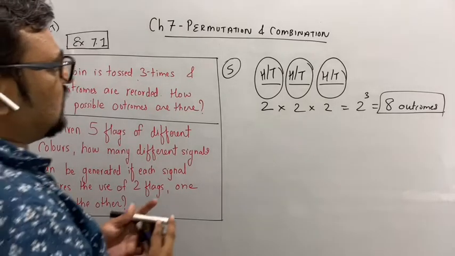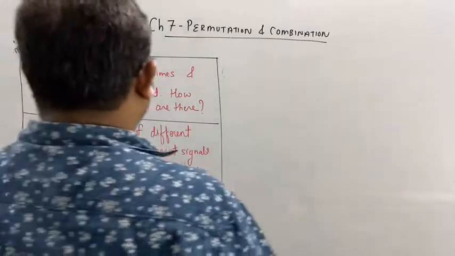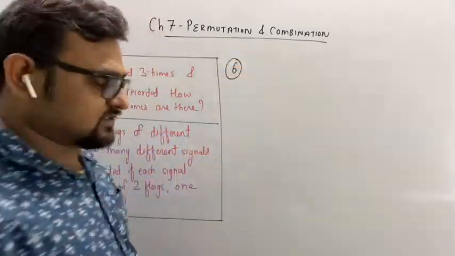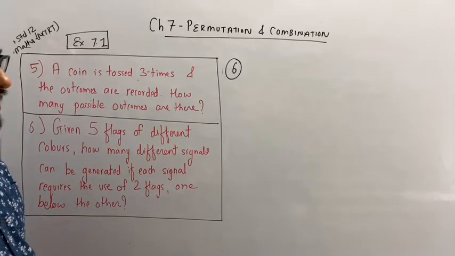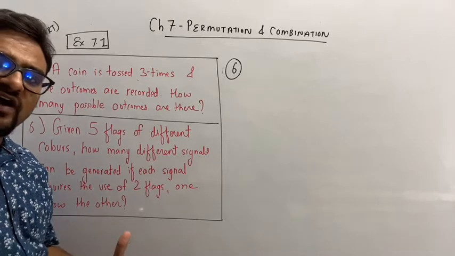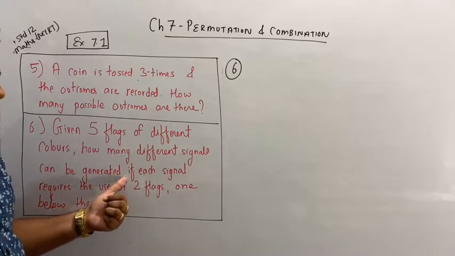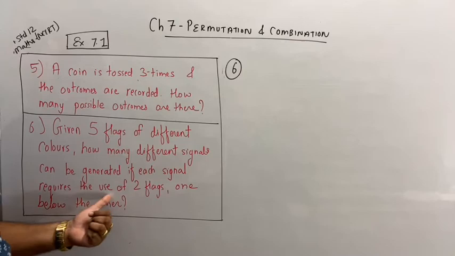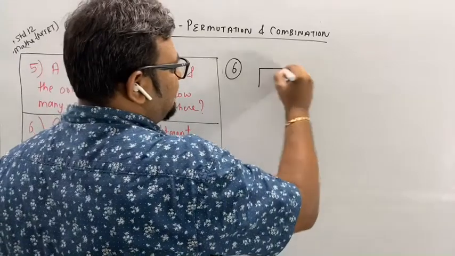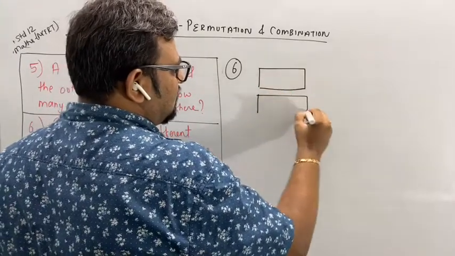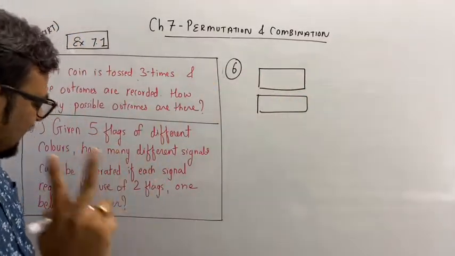Okay, let's move to the next one. Question number 6. Given 5 flags of different colors. Okay, we are having 5 flags. All the 5 are of different colors. How many different signals can be generated if each signal requires the use of 2 flags, one below the other? Means let's say this is one. This is one flag below the other. So to form a signal, I require 2 flags.